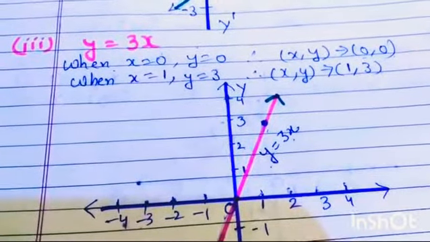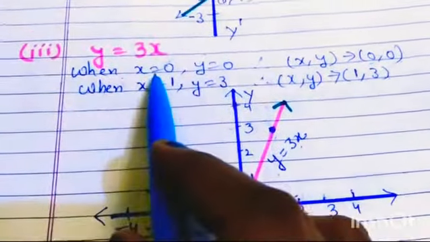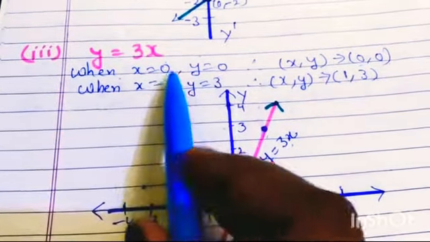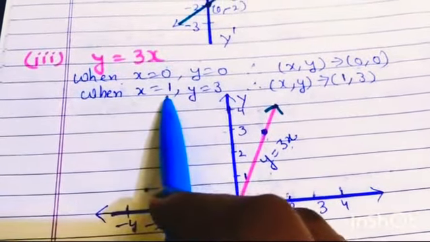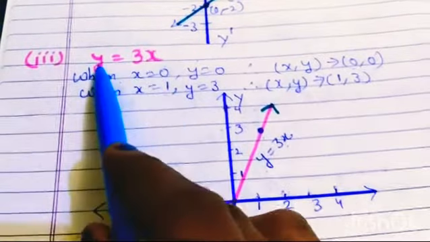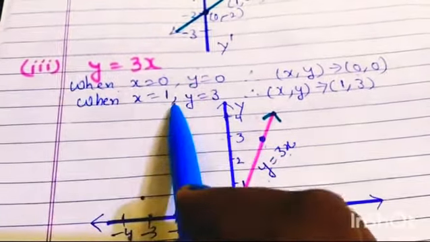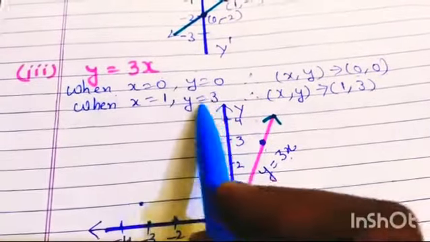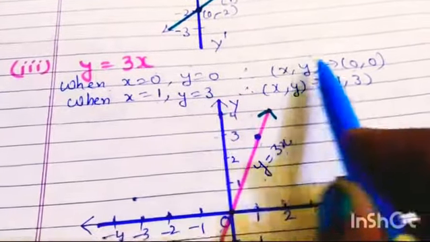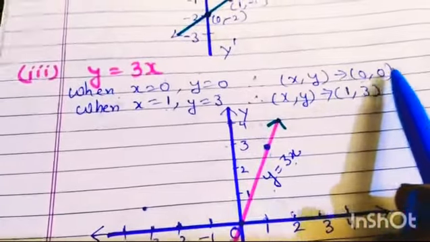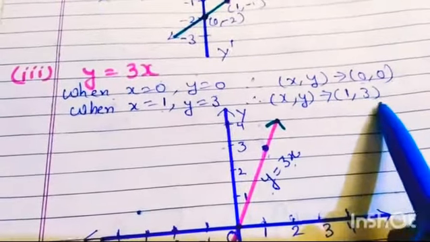Then the third part is y equal to 3x. Then again we will take values x equal to 0, then x equal to 1. When x equal to 0, then y equal to 3 multiplied by 0. 3 zeros are 0. When x equal to 1, then y equal to 3 ones are 3. Therefore the required points are first 0 comma 0 and second 1 comma 3.